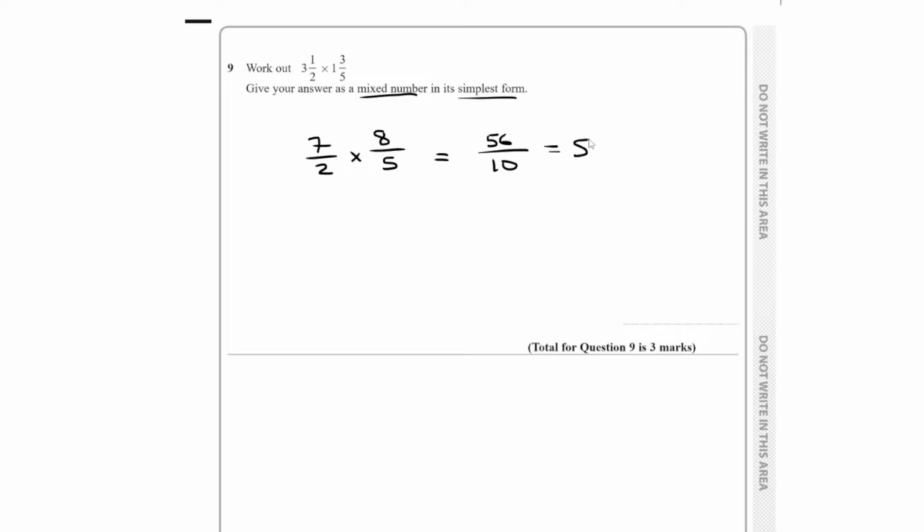So obviously, how many times does 10 go into 56? 5, there's a remainder of 6. But then I would simplify that fraction. So that would be 5 and then 3/5. Yeah, you'd have to simplify it as well because they've asked for the simplest form.